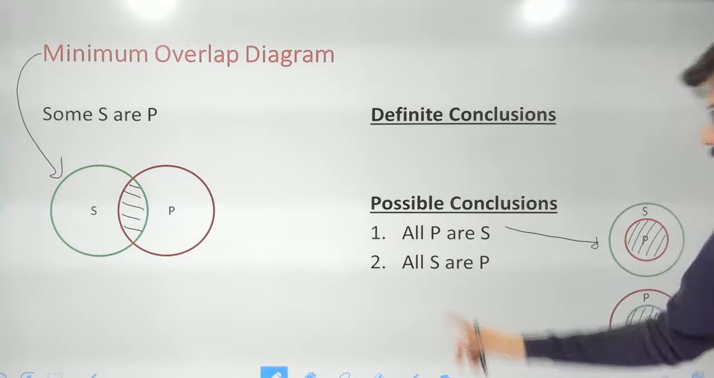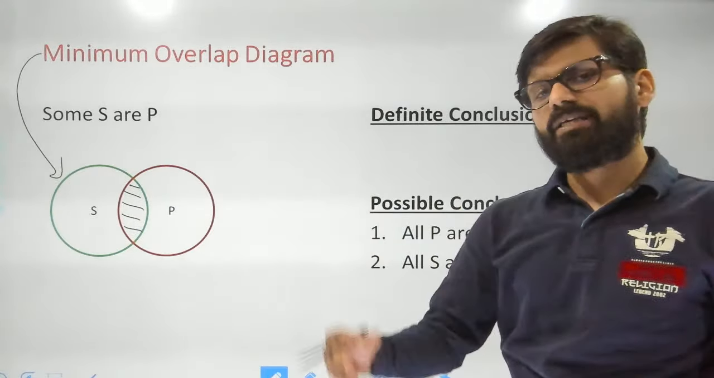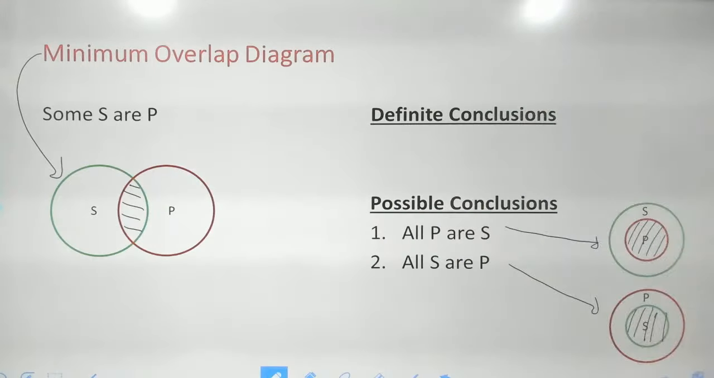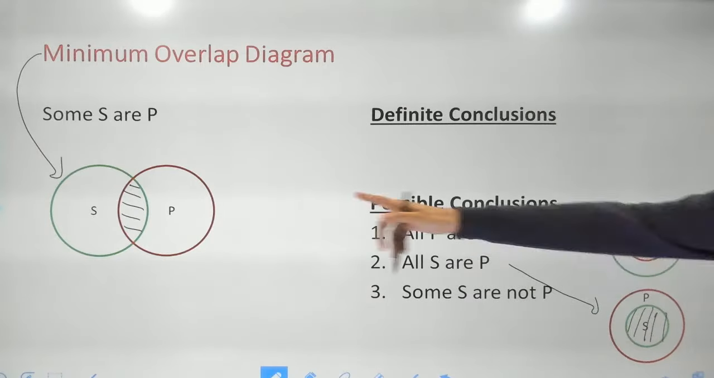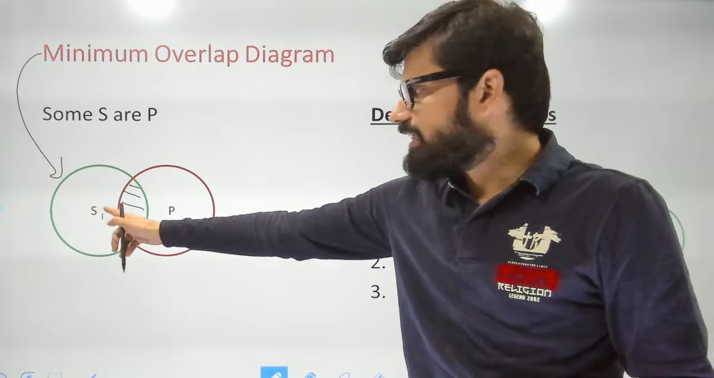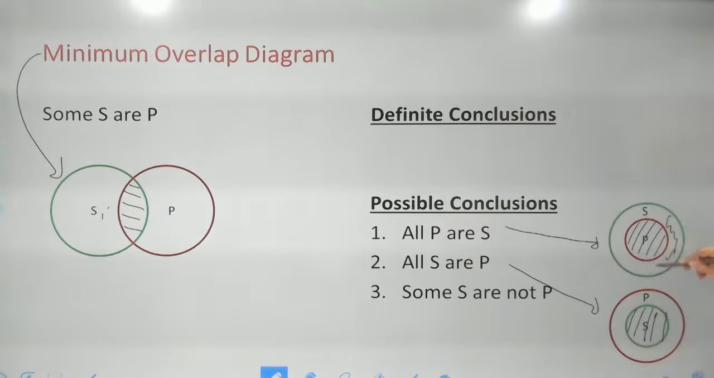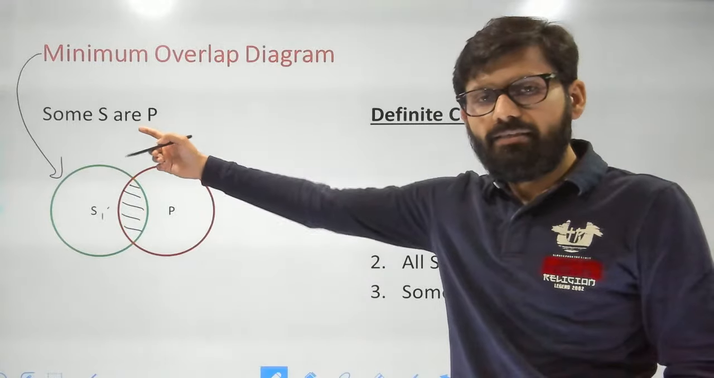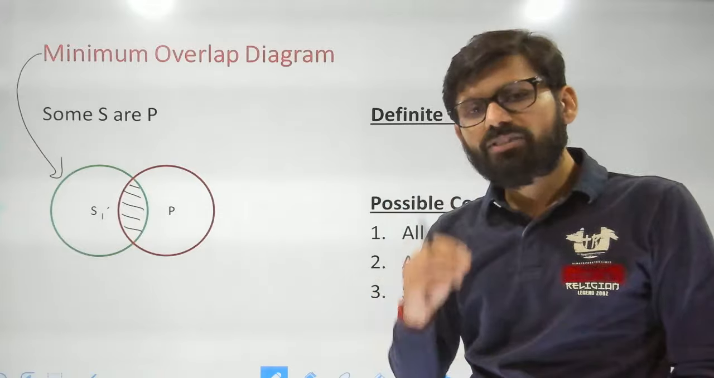Then all SRP, we see it here, but we don't see it in the other two diagrams. So it becomes only a possible conclusion. Then some S are not P. We see some S are not P in this portion here, but we don't see it in this diagram. In this diagram, it doesn't follow. So from some S are P, some S are not P does not follow. It is only a possibility.